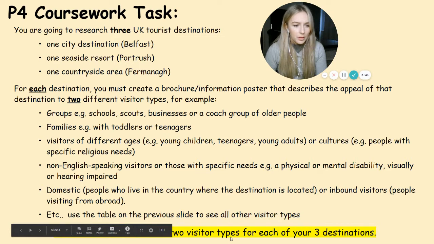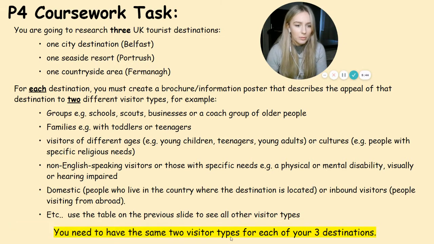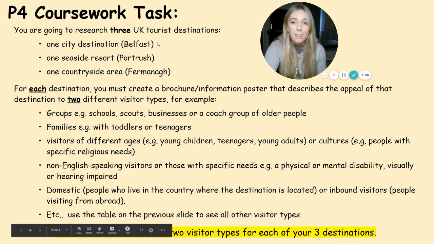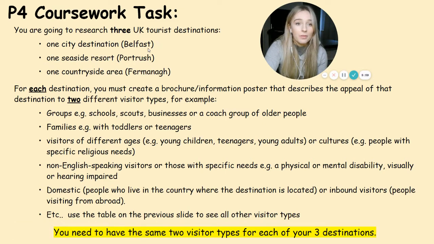Yep, there we go. You need to have the same 2 visitor types for your 3 destinations. So if you're talking about Belfast, for example, for the example pieces of work throughout this, I choose families with young children and older couples, I think. So you talk about the appeal of that destination for those 2 types of customers, and you do it the same for each of the 3 destinations.